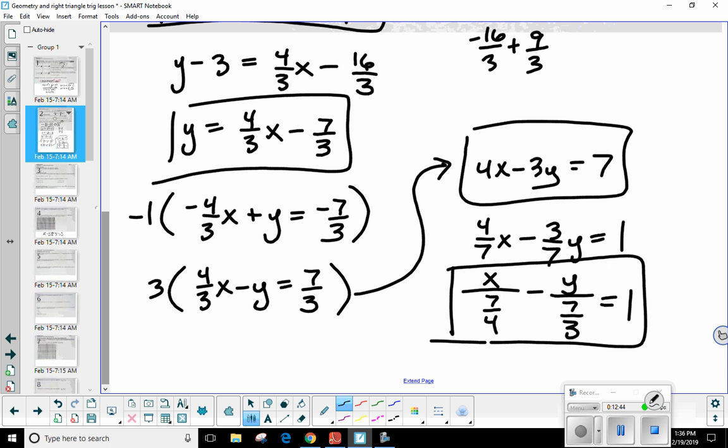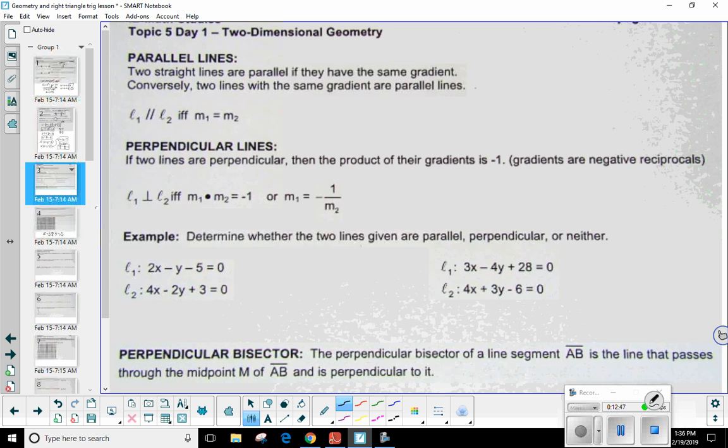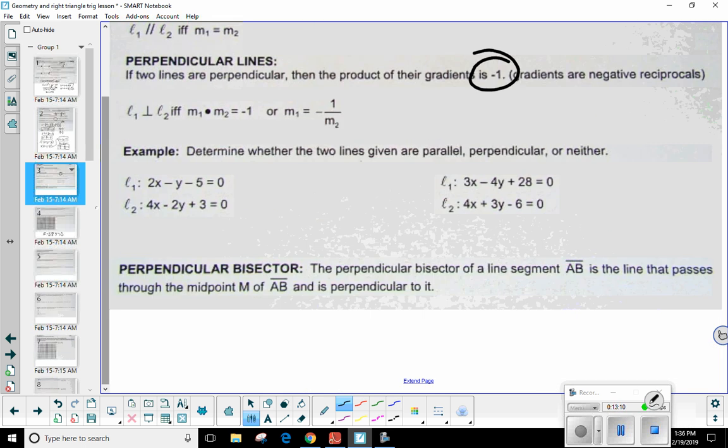Okay, let's see what else we got. We talked about these concepts here. Parallel lines: two straight lines are parallel if they have the same gradient. Conversely, two lines with the same gradient are parallel lines. Then perpendicular: if two lines are perpendicular, then the product of their gradients is -1. We were talking the other day about negative reciprocals, so you flip it and you change the sign. Given a system, determine whether the two lines are parallel, perpendicular, or neither, without solving. Just what we know about standard form.